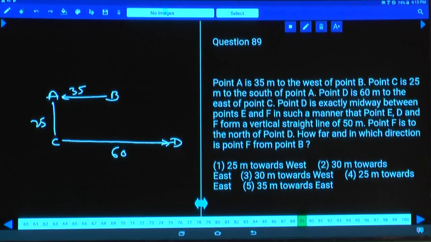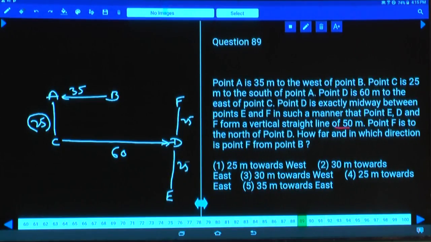And point D is exactly midway between E and F, in such a manner that E, D and F form a vertical straight line of 50, F is to the north of D. As F is to the north of D, the distance between F and D must be how much? 25. That is equal to this 25, F and D. And E will be somewhere here and this is 25. Now the vertical distance between E and F is how much? EDF total is 50. And this D is exactly midway between.